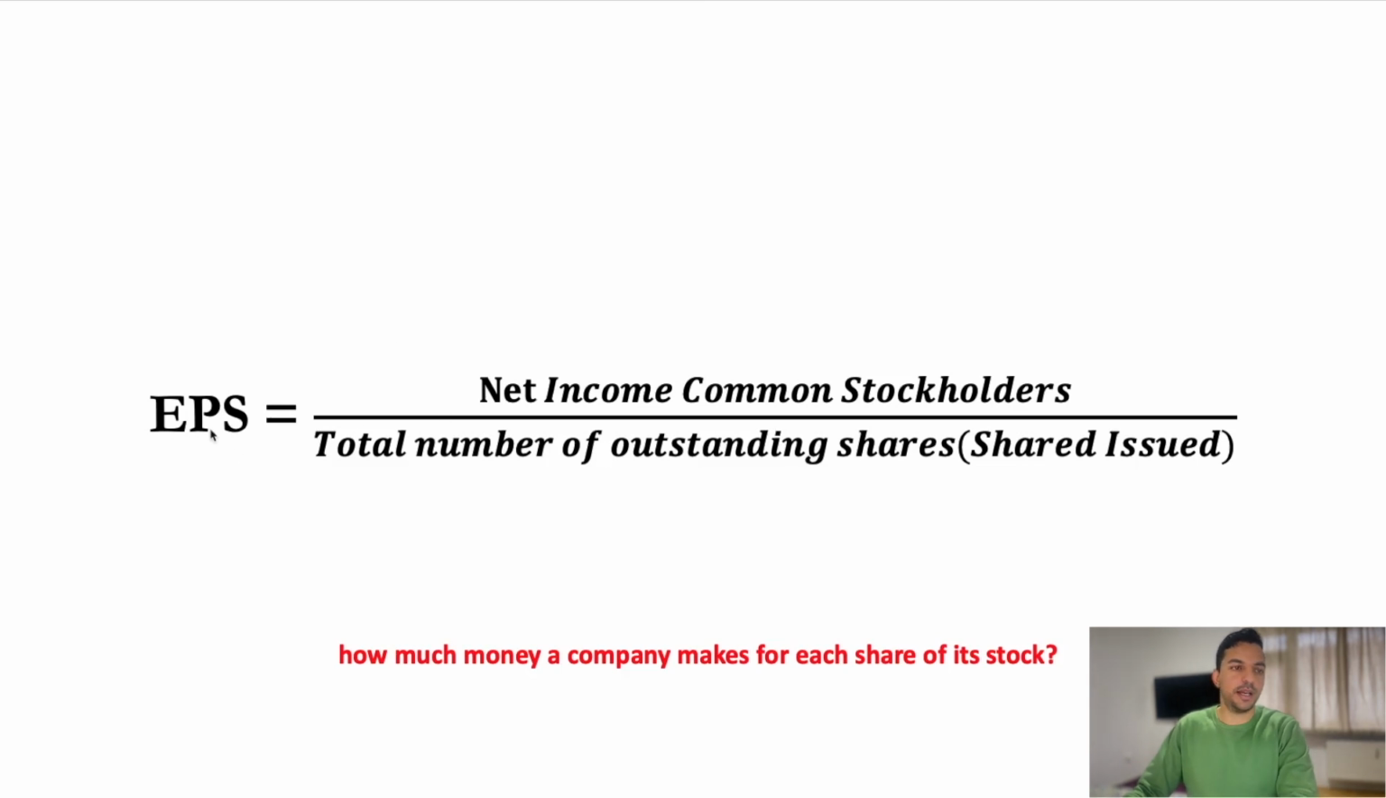So here, as I said, EPS stands for earnings per share, which means the earnings of a company after all their expenses, which gives you the net income, and then you divide by the total number of outstanding shares a company has at a particular quarter or year. What this number tells us is how much money a company makes for each share of its stock.